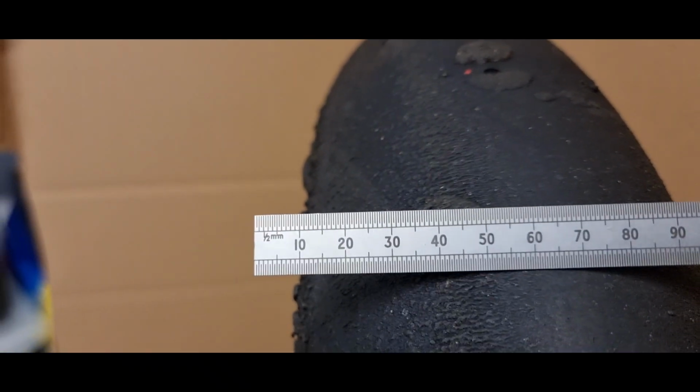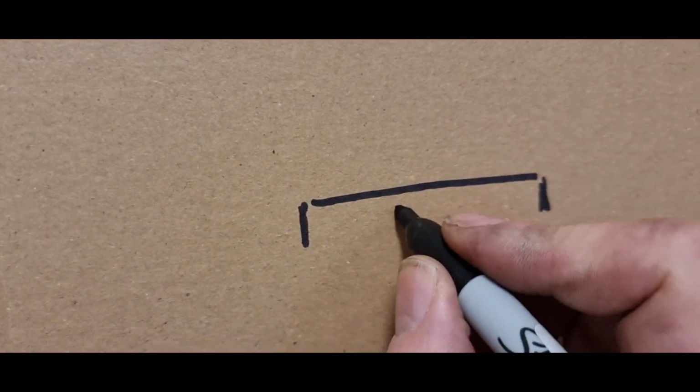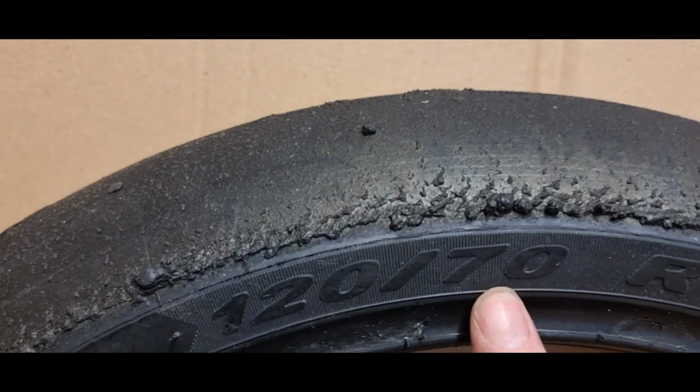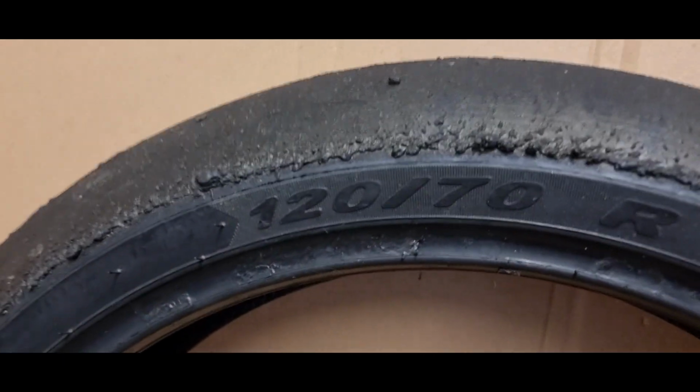So it's not measured using a floppy tape measure. It's actually measured using a straight one, and it's from that edge to this edge. And that measurement on that is 120 millimeters. Now your next one, which is 70, that's your aspect ratio.